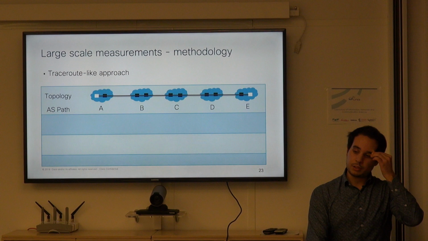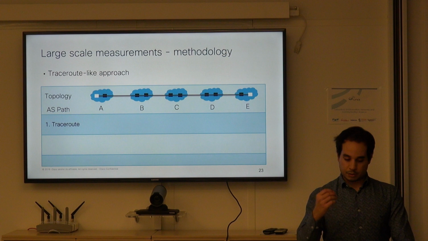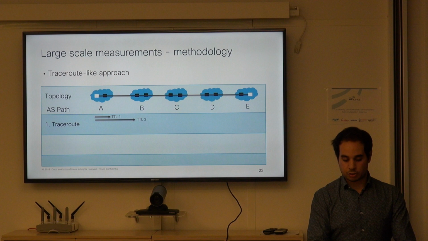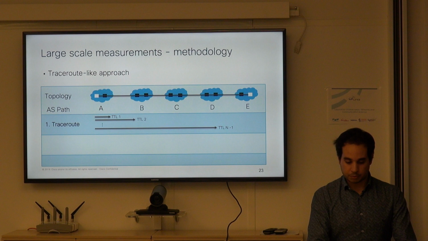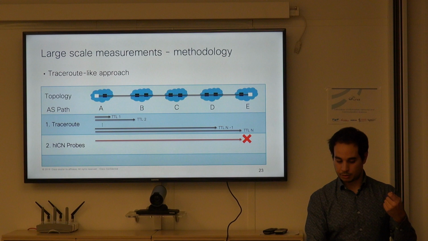At the beginning, we started forwarding traceroute traffic. We selected a prefix belonging to an autonomous system, selected a given IP, and started sending traceroute traffic to this IP. We checked which autonomous systems we were traversing and where our traceroute probe stops, let's say at the point N. Later, we took an HCN packet and sent it into the network with time to live equal to N.